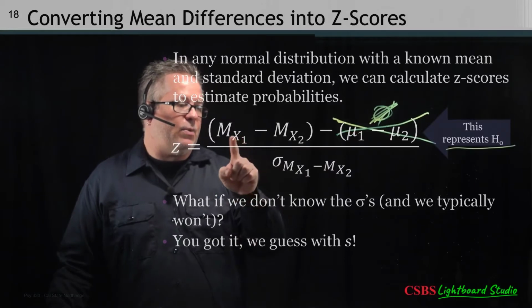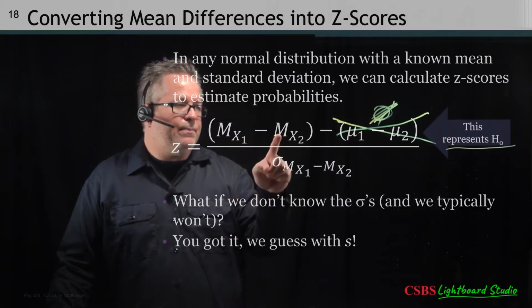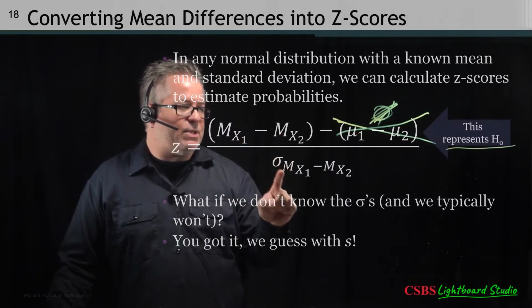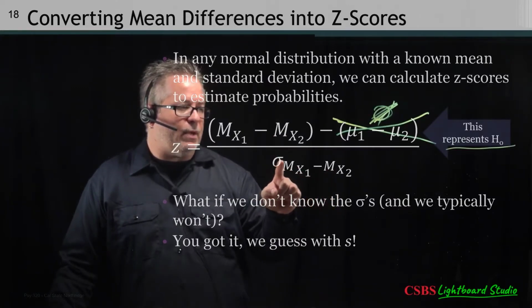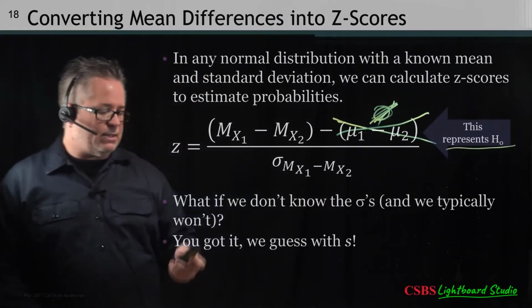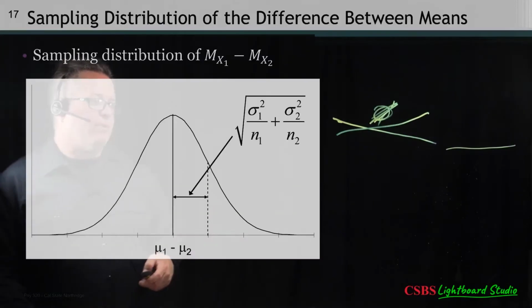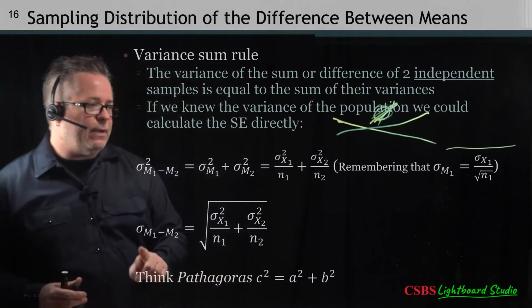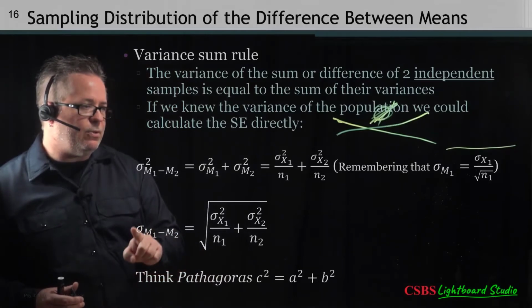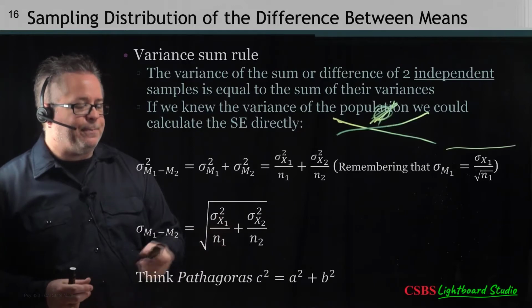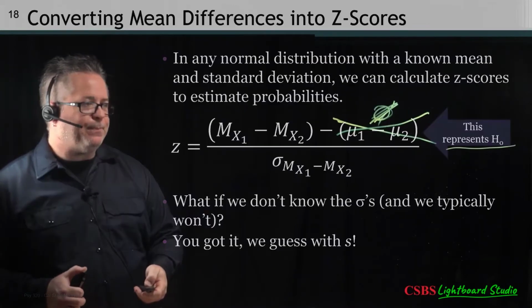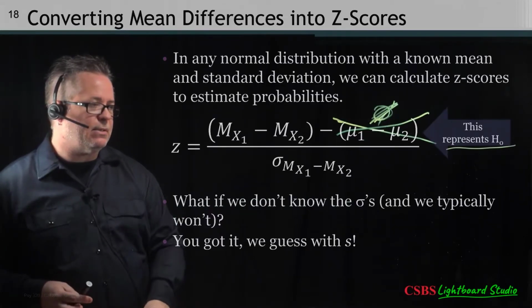So if we assume this is 0, this simplifies out some. But the main thing here is that I want to look at the difference between my two means, and I want to have this standard error that represents the distribution of the difference between two means at the bottom. So I could figure that out. I can actually do a z-test if I know the population values. I can figure this standard error, the difference between the two means, using this equation, and I can plug that in and get a z-test.